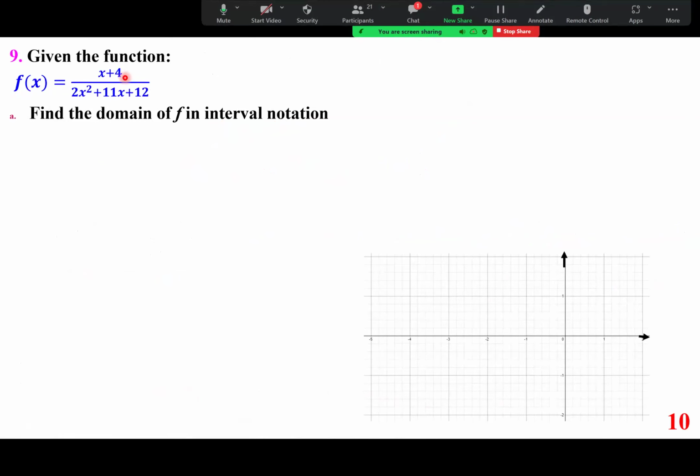Given the function f of x equals x plus 4 over 2x squared plus 11x plus 12, find the domain of f in interval notation. We are interested in finding in graphing, so we're going to go over the details. And so to do so, we start with the domain, and even to do so, any fractional format, any rational function, the first question is, can I simplify it?